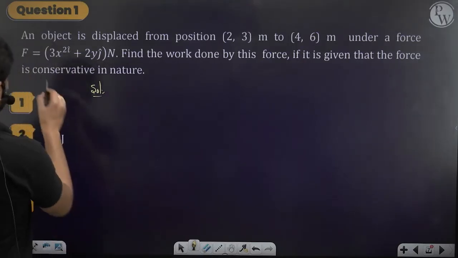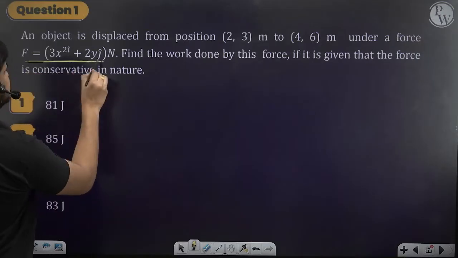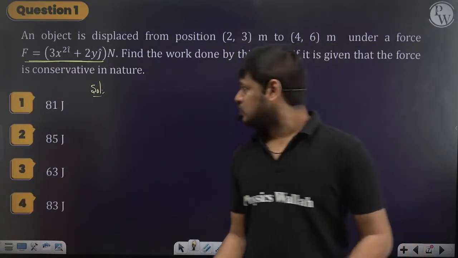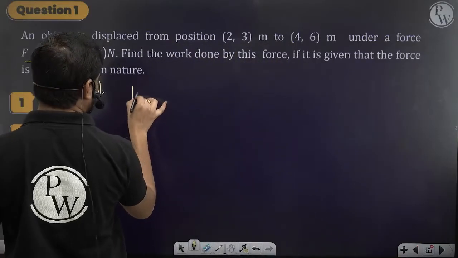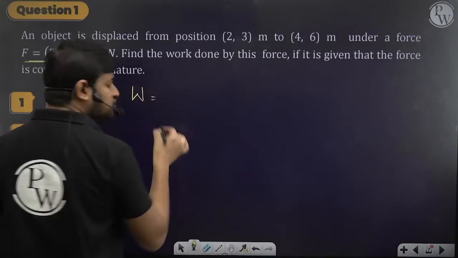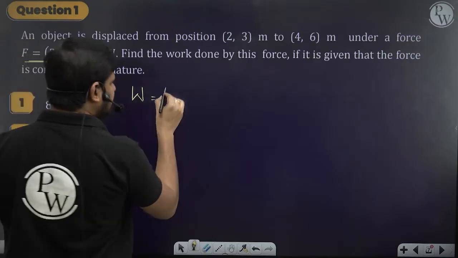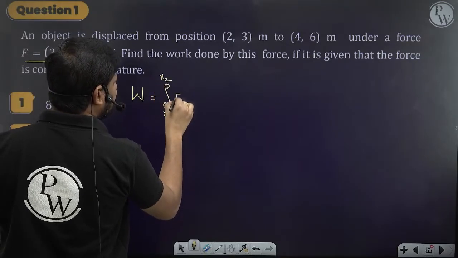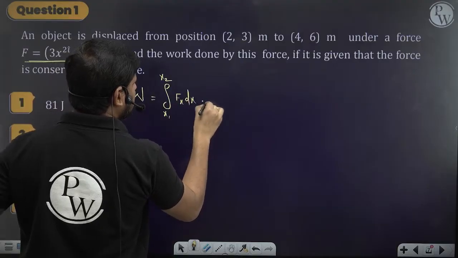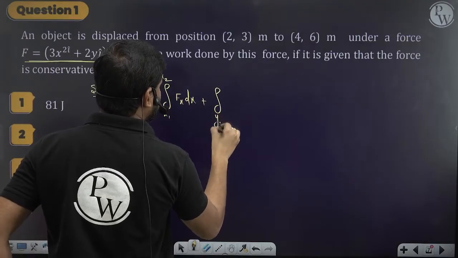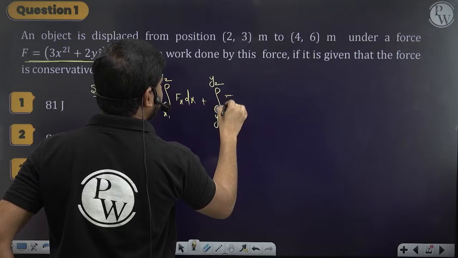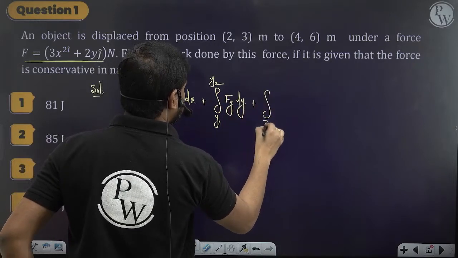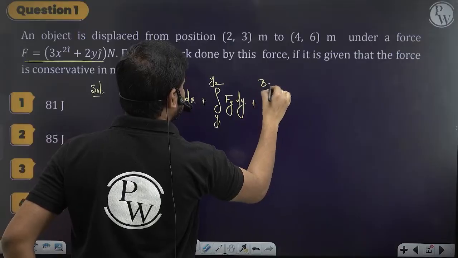See, so the force applied is a position dependent force. That means the variable force, right? So in the last class we discussed how to find the work done if the force is position dependent. So how do we calculate? From x1 to x2 Fx dx, y1 to y2 Fy dy, and then z1 to z2 Fz dz.